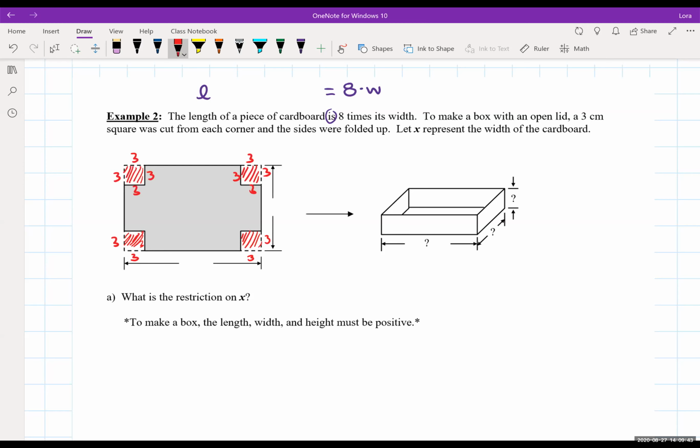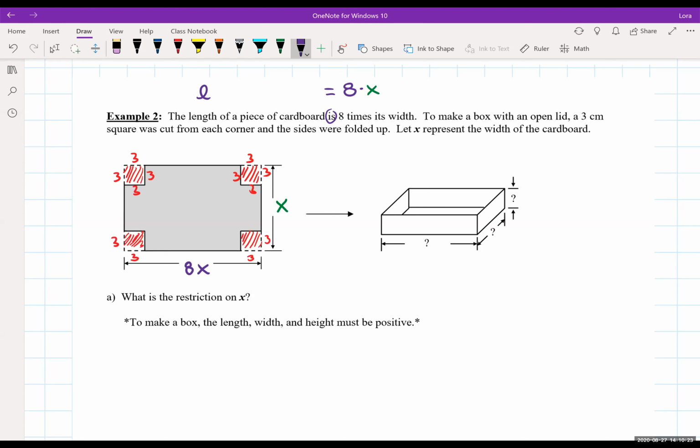Okay. Let X represent the width of the cardboard. Okay, so we're almost there. Instead of using W, we shall use X. Maybe it's just more popular because we get to use it with our TI. Now I can start dealing with my dimensions. The width of the original cardboard would be X, and my length should probably be 8X. Even though these are not concrete numbers, we can still work with them.